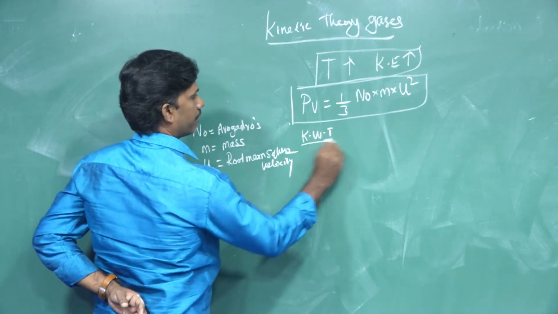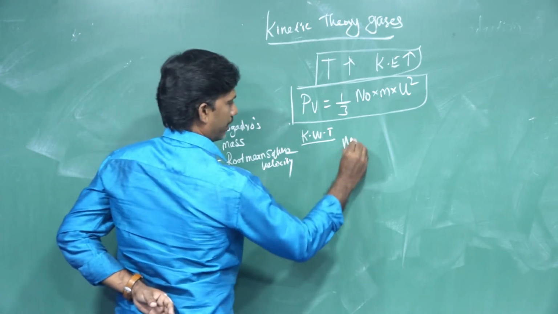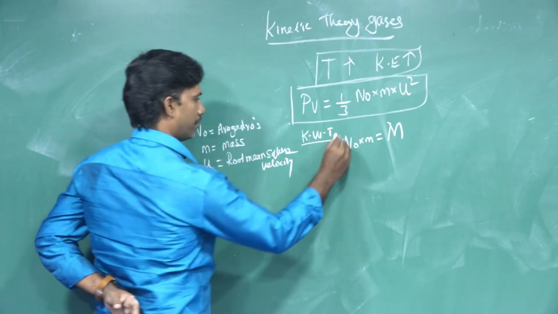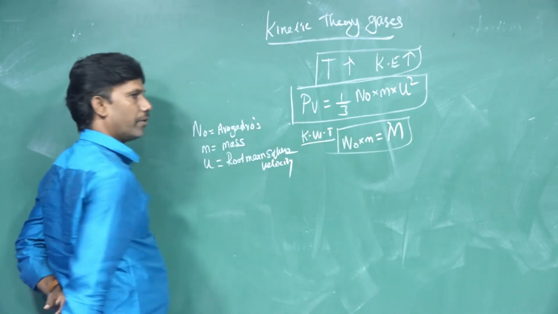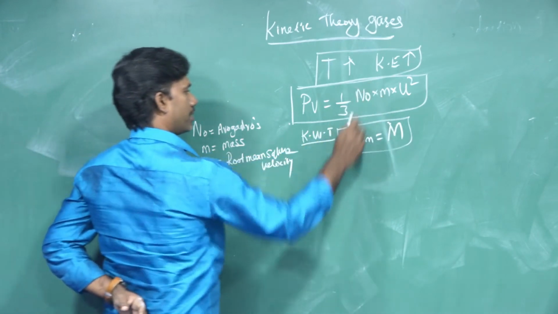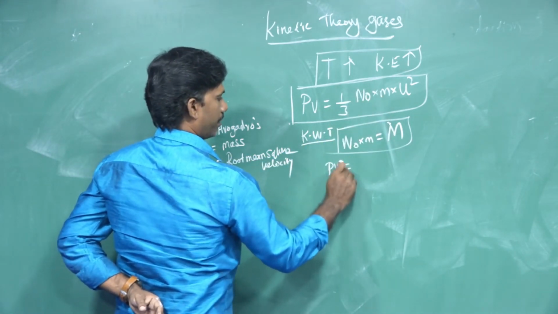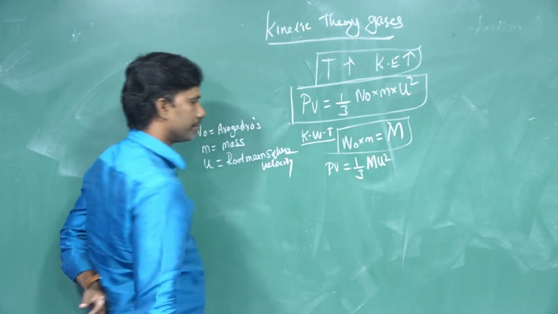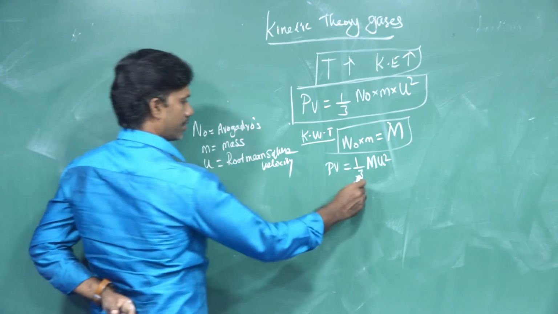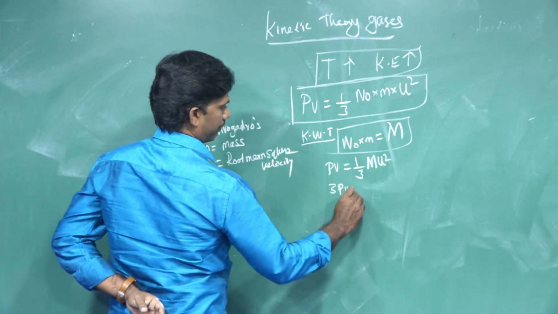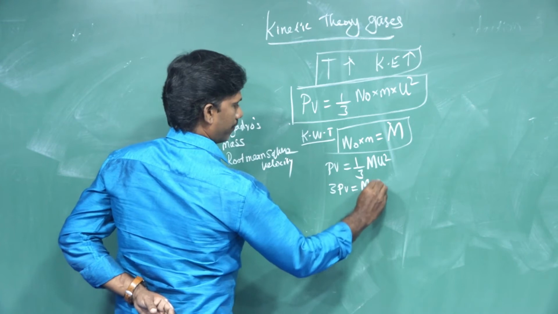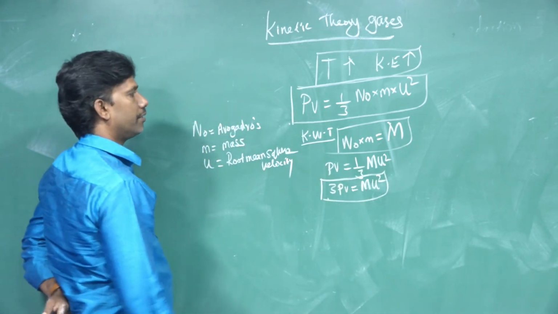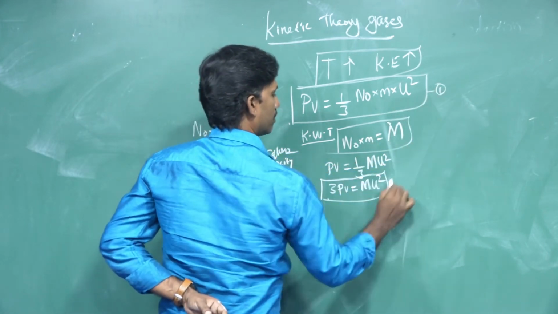We know that Avogadro number into mass is equal to molecular mass. Avogadro number N0 into M equal to molecular mass. You substitute this here, you get PV equal to 1 by 3 M V square. Now to simplify this, 3 PV equal to M V square. Okay, this formula may be equation number 1, and this is equation number 2.